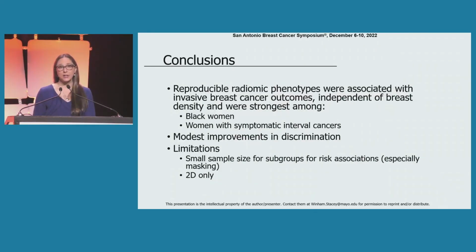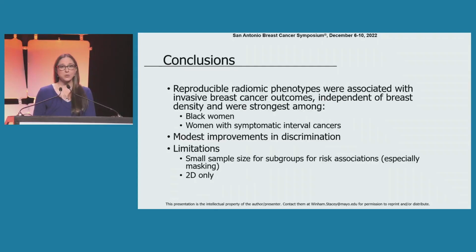So in conclusion, we have identified reproducible radiomic phenotypes that are associated with invasive breast cancer outcomes, and these are independent of breast density. These associations were strongest among Black women and women with symptomatic interval cancer. And although the associations were statistically significant, the improvements in discrimination were modest. And although our radiomic phenotype discovery set was very large, we were limited in a smaller sample size for risk associations, particularly for subgroups, especially for our masking traits of false negatives and symptomatic interval cancers.